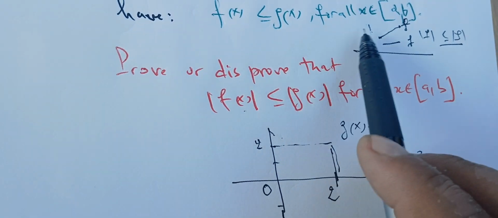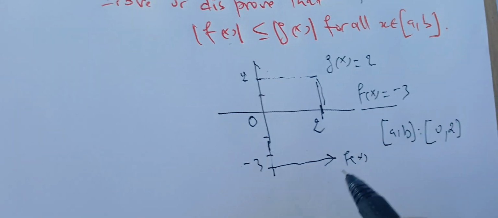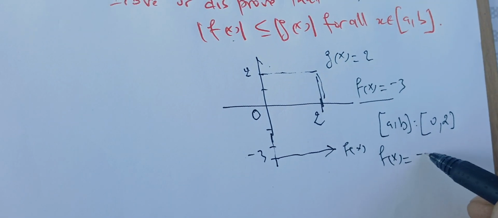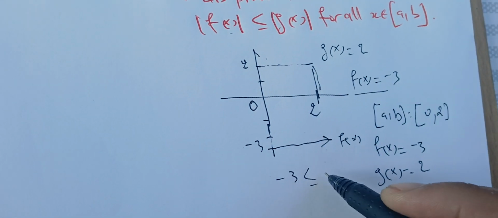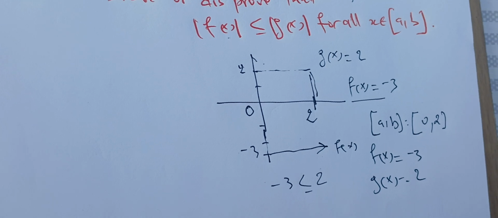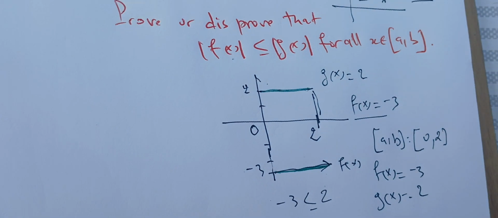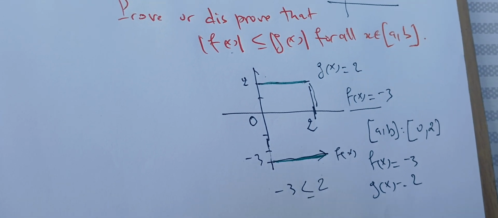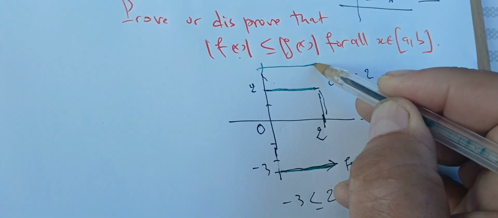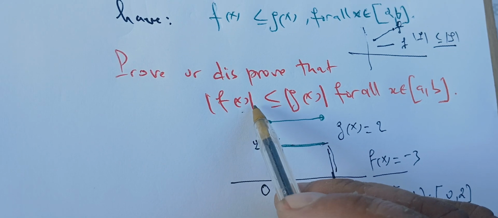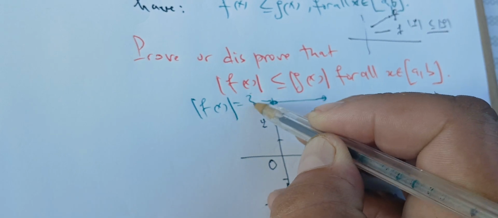Note that my interval [a, b] in this case is [0, 2]. My f of x is -3 and my g of x is 2. Note that -3 is less than 2 on this interval, and it's always true. So here this is my f, this is my g. When I take the absolute value, f of x is going to be 3. So f of x is going to be here, and the inequality is not going to hold. So the absolute value of f of x, which is 3, will be bigger than g of x.